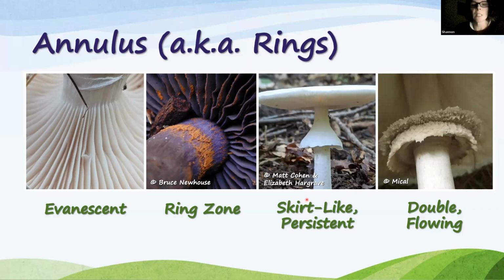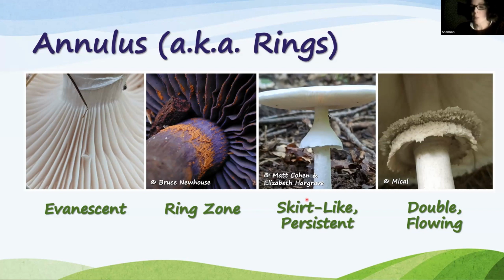Others form a more persistent-like structure and can hang down like a skirt or flare up and ascend. Sometimes those features can also adhere to the stem, so it's important to take a close look. And there are others yet that result from a double layer of partial veil material, forming a double ring. In this particular instance, the double ring is known as flowing because it can slide up and down the stem if you give it just a little bit of pressure.